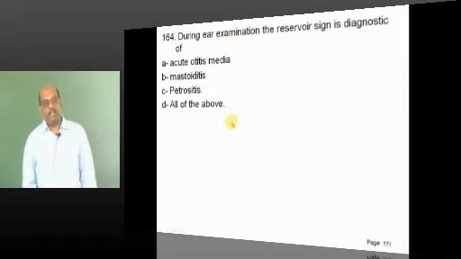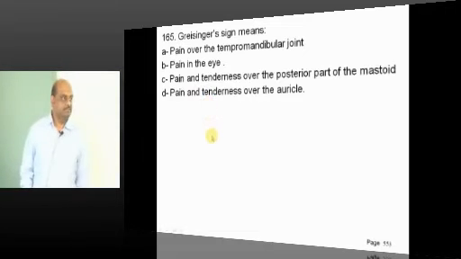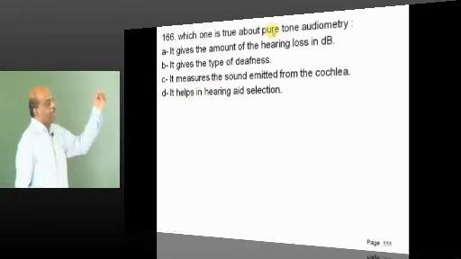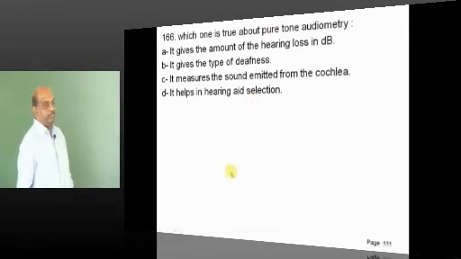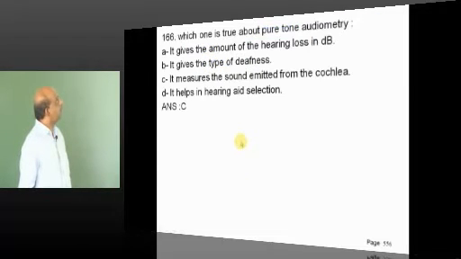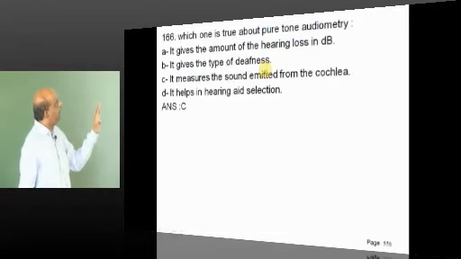Reservoir sign, where do you see it, doctor? Mastoiditis. Griesinger sign, pain and tenderness over the posterior part of the mastoid. Pure tone audiometry is not for? Cochlear sound is not measured. I mean true, it is measured. Yeah, everything else. Sir, B and D are also correct. No, one minute. Cochlear hair cells produce low intensity cochlear emission, otoacoustic emission.